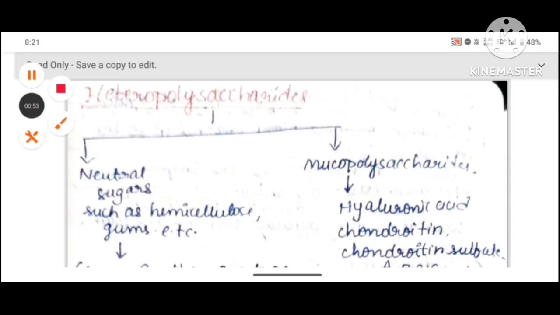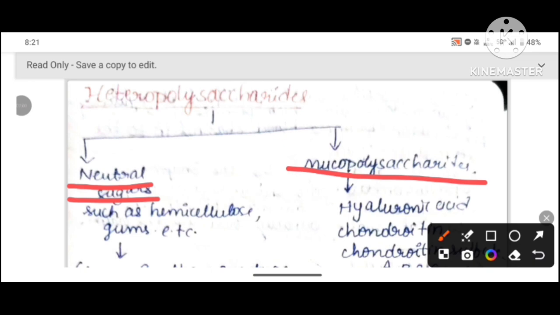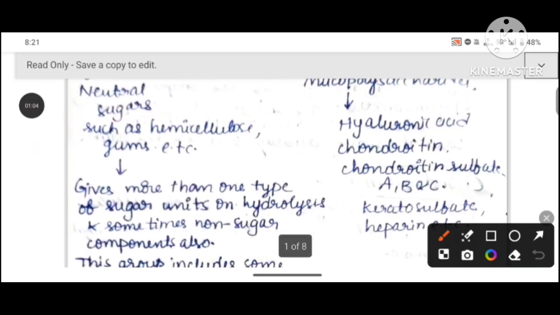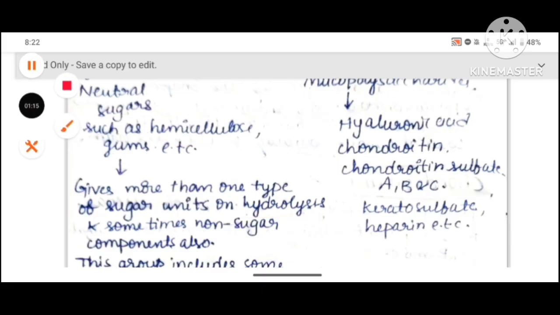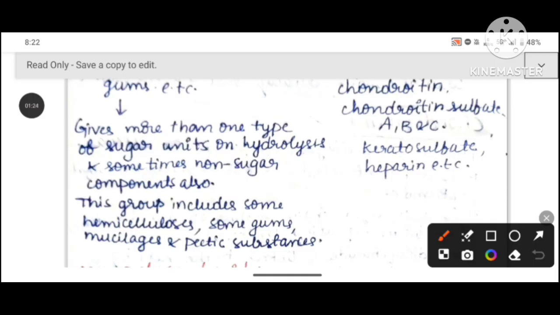The heteropolysaccharides are basically of two types: neutral sugars and mucopolysaccharides. The neutral sugars, such as hemicellulose, gums, etc., give more than one type of sugar unit on hydrolysis, and sometimes non-sugar components also. This group includes some hemicelluloses, some gums, mucilages and pectic substances. So this comes under neutral sugars.